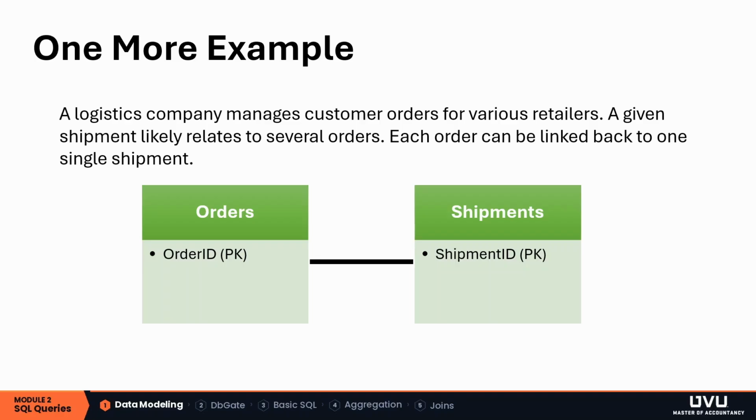So what is the relationship here? Going from orders to shipments, this is also going to be a many-to-one relationship. Many orders can associate with a single shipment. And since the orders class is the many side of the relationship, the orders table will host shipment ID as a foreign key. Let's move on now to actually apply these concepts in an online database management system.